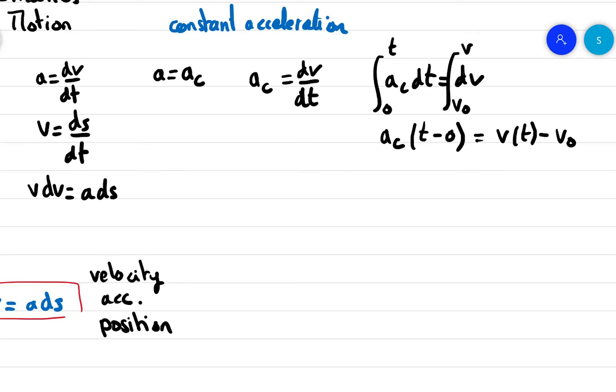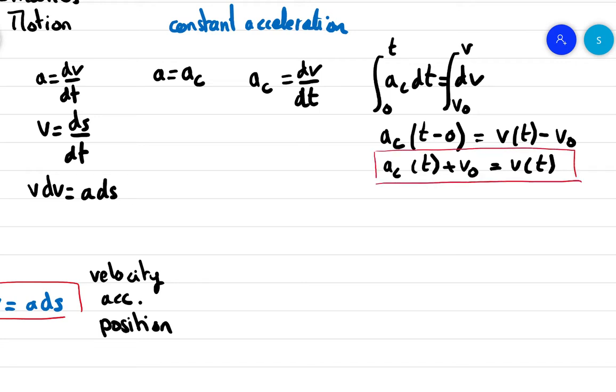v naught is the initial velocity. So we can write that v of t equals a_c times t plus v naught. Here we go. That's how we have the formula for the velocity if we know that the acceleration is constant.